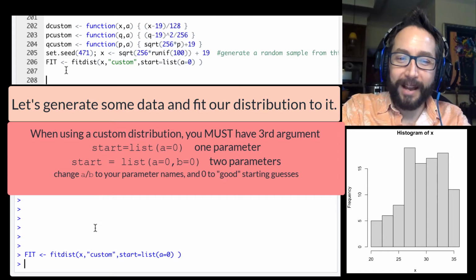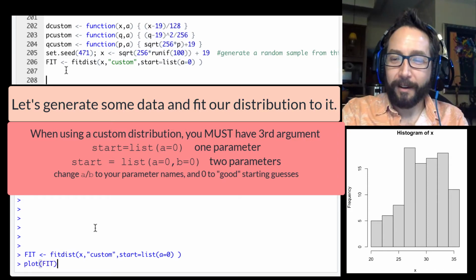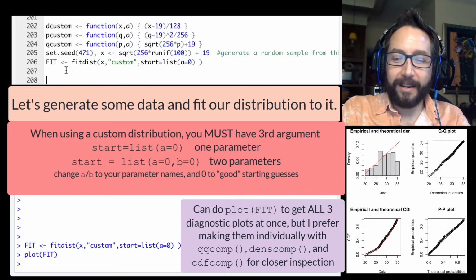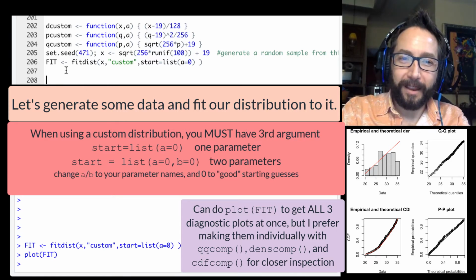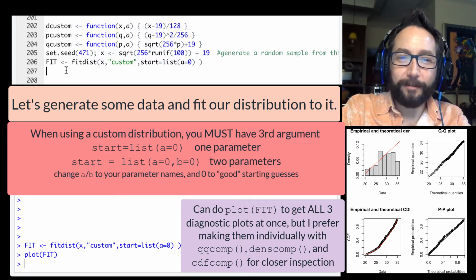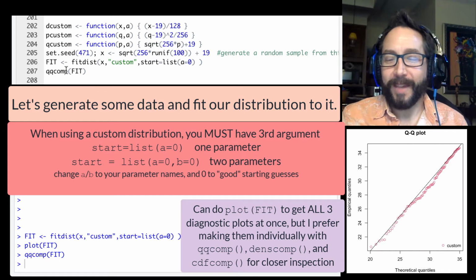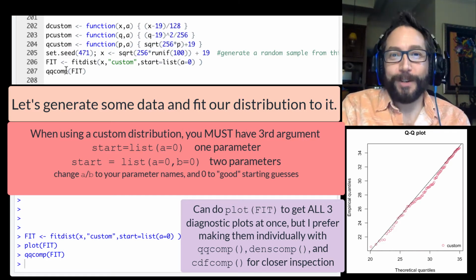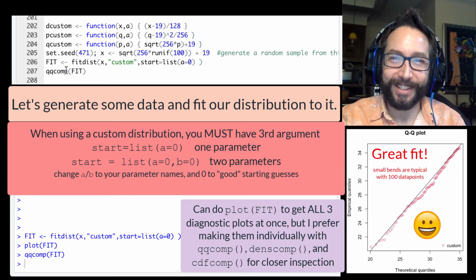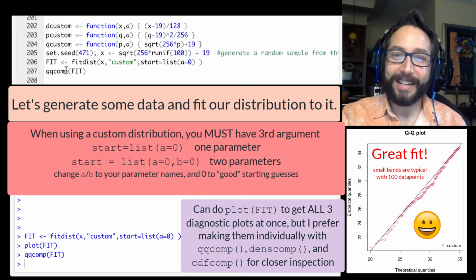So now we can plot our fit. We get the whole array of diagnostic plots, or we can run qqcomp. And it looks like we got a great fit. But of course we do, because the data we generated through the inverse CDF transform from this PDF, so it should have been good.